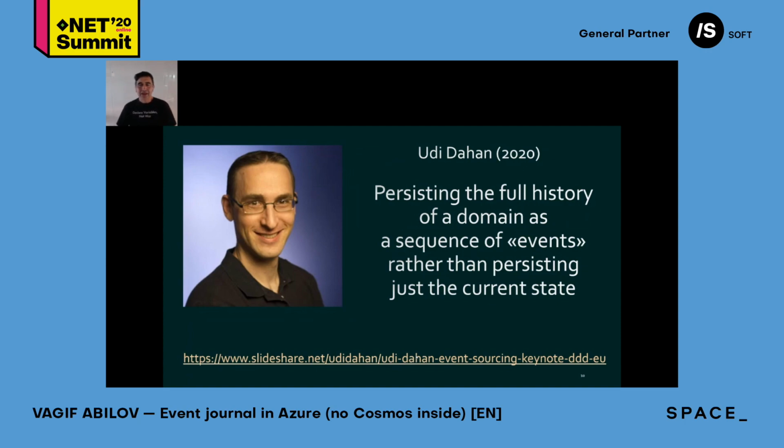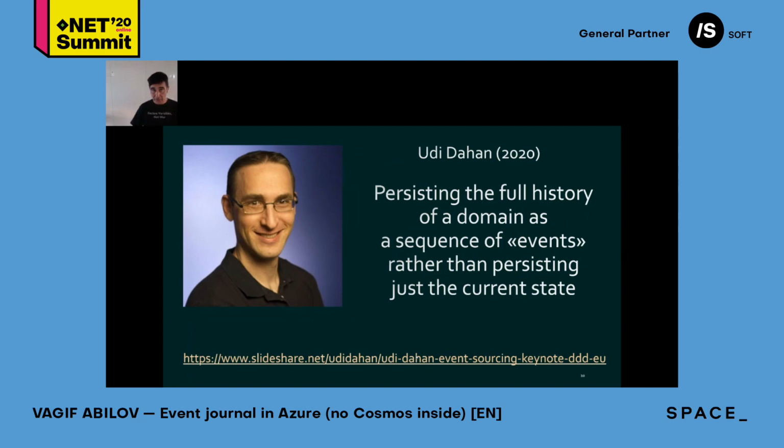And he defined event sourcing as persisting the full history of a domain as a sequence of events, rather than persisting just the current state. That's quite important. So it's not just like we have events in addition to current state. No, our primary source of truth is a full history of a domain, a sequence of events.